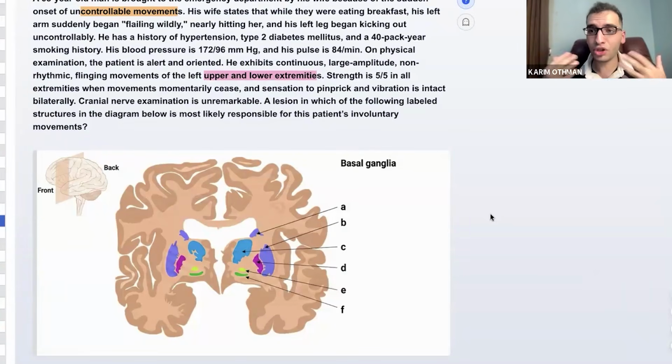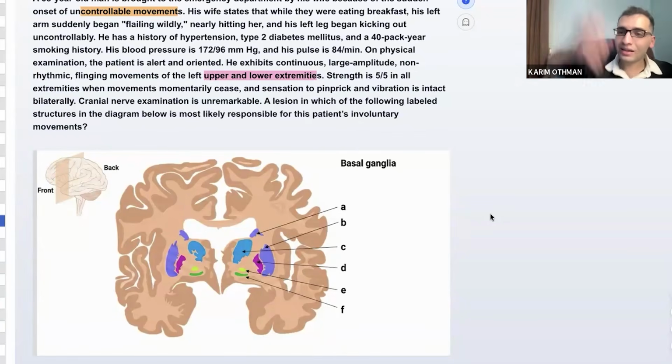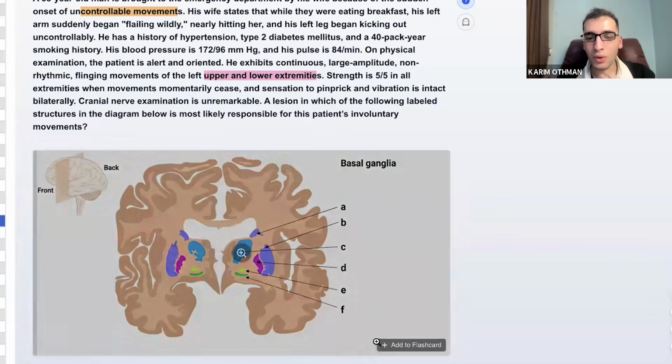Because Huntington is a neurodegenerative disorder, right? It's inherited autosomal dominant, and it starts slowly. So it wouldn't be sudden onset, and it's not rapid, large amplitude movement like this. So it wouldn't be Huntington, and the answer would not be the caudate nucleus, because Huntington affects the caudate nucleus, which would be the wrong answer here. So it's not Huntington. So what is this?